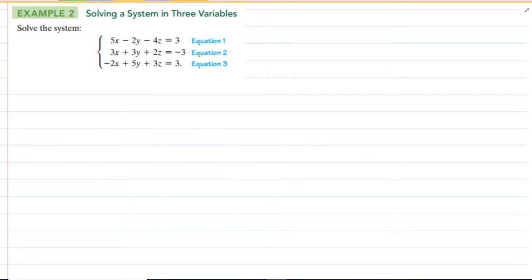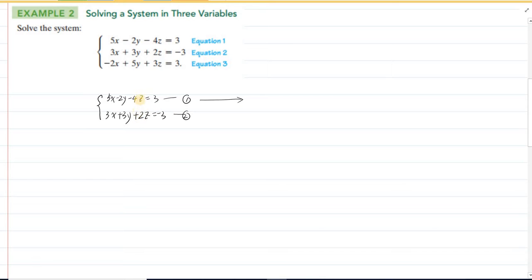Example 2, solving a system in 3 variables. So here, the idea for this type of question is you use 2 equations and then eliminate a variable, then use other 2 equations to eliminate the same variable. So let me go ahead. We're just going to start with using equation 1 and 2. All I did is rewrite this, and then we look at equation 1.